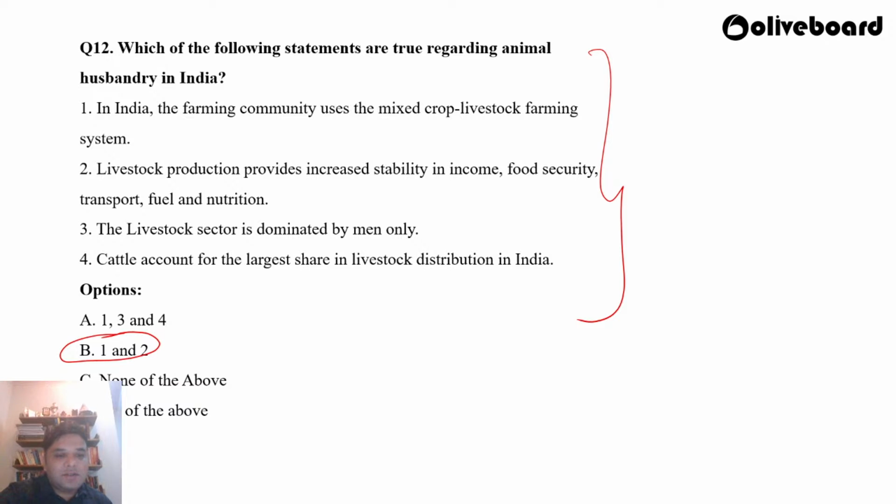Let's take a look at all these options one by one. In India, the farming community uses the mixed crop livestock farming system. Of course, yes. Mixed crop means what? Mixed crop means you are cultivating multiple crops, right?